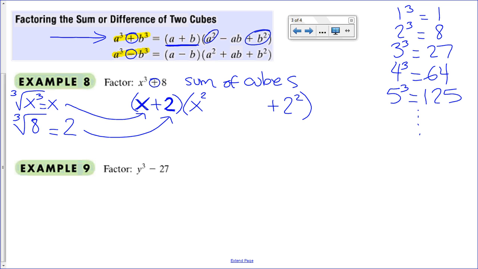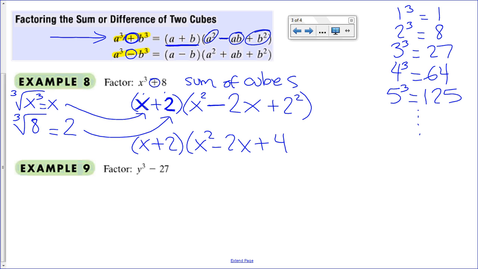And now, something interesting is that when you're factoring the sum of cubes, your sign here is actually going to be a negative. So it will be minus the product of the first term times the second. So x times 2, and that is 2x. So just to finish this up, it will be x plus 2 times x squared minus 2x plus 4.